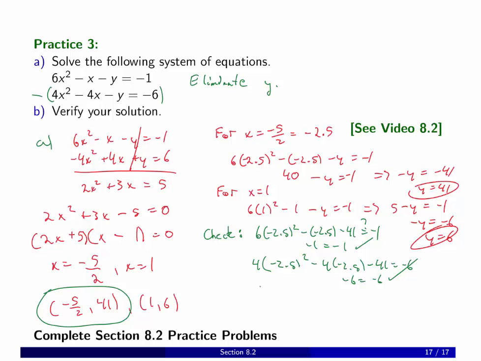The next one, 1 and 6, much easier. So you're going to have 6 times 1 minus 1 minus 6 equals negative 1. So it's 5 minus 6. This works out well. And the last one is 4 times 1 minus 4 times 1, right, this is squared, minus 6 equals negative 6. This will cancel, so you're going to be negative 6 equals negative 6. Game, set, and match. So, there we have it.